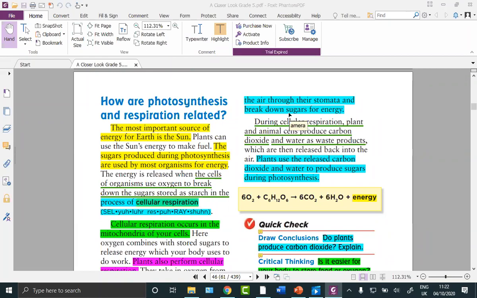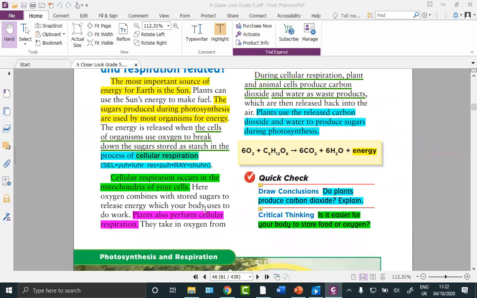The process of cellular respiration. Now, what is the definition of cellular respiration? Cellular respiration occurs in the mitochondria. Oxygen combines with sugars to release energy, to release energy that your body uses to work.